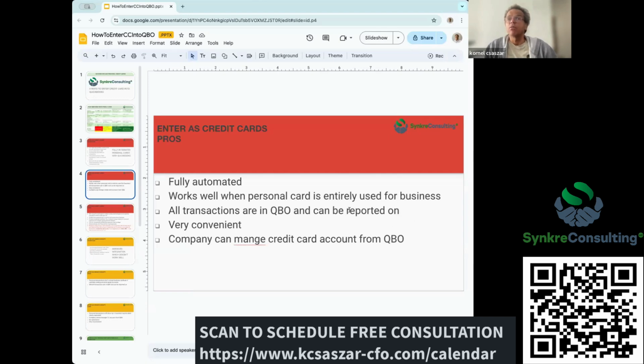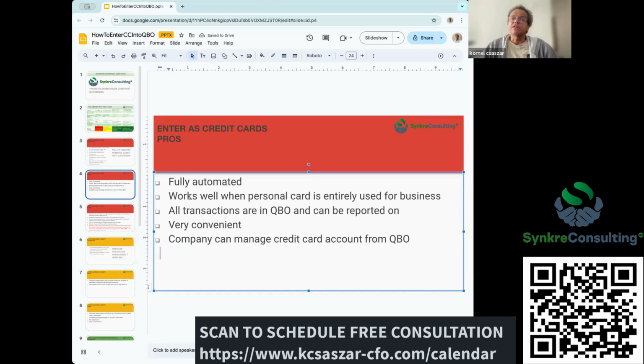One of the biggest things I do for people I help with accounting is find costs so that they can save a lot of money. It's very hard if you can't report on the transactions and how much the cost is. And the more detail, the more fine grain, the better. So this is a big deal. Very convenient. It just works automated, just like your bank transactions work automated. And the company can manage credit card accounts from QBO. So this is all very neat.